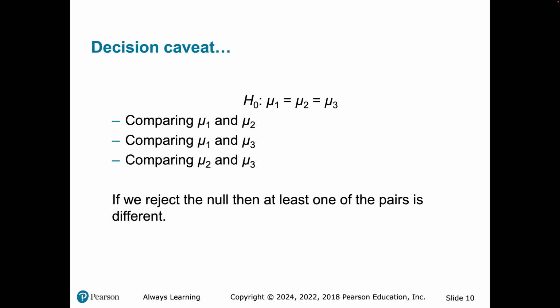So, decision caveat here, let's just say as an example, we're testing the quality of mu1, mu2, and mu3, so we have 3 population means. So essentially we're comparing mu1 and mu2, mu1 and mu3, and mu2 and mu3. So if we reject the null, then at least, could be all of them, but at least one of the pairs is statistically significant and different.